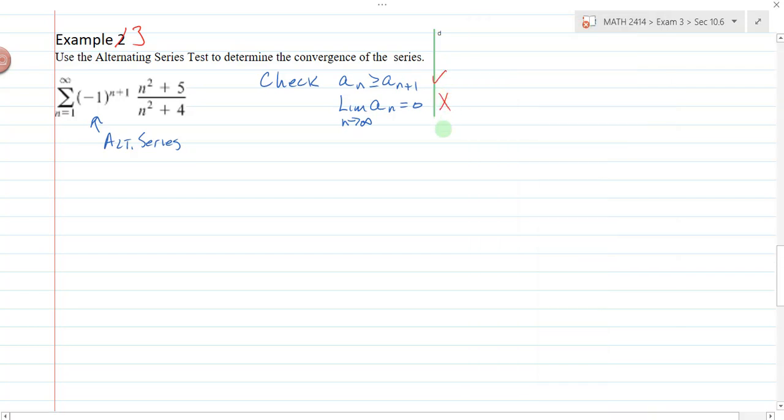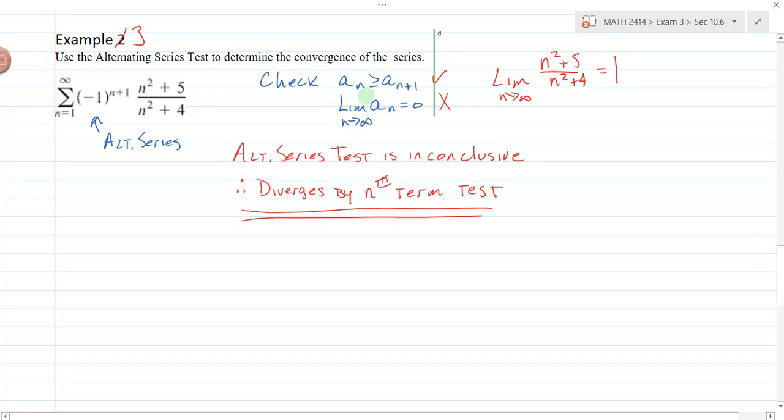It looks like this is going to fail, because when we look at the limit as n approaches infinity of n squared plus 5 over n squared plus 4, what is that limit equal to? It's equal to 1, because the degree of the numerator is the same as the degree of the denominator. That means this condition fails. What that tells us is that the alternating series test is inconclusive. What we can conclude is that this is going to diverge by the nth term test. If this condition fails, then odds are this is going to diverge by the nth term test.